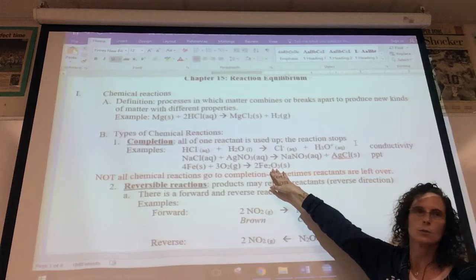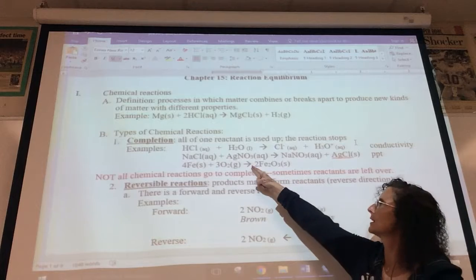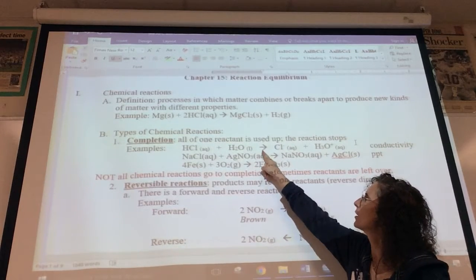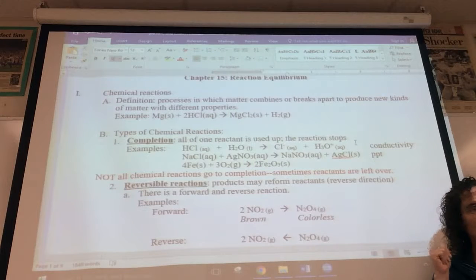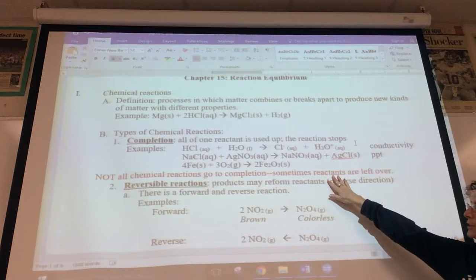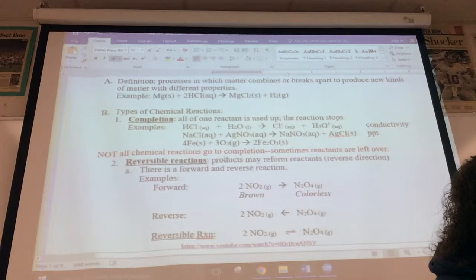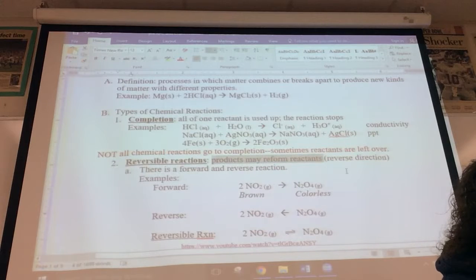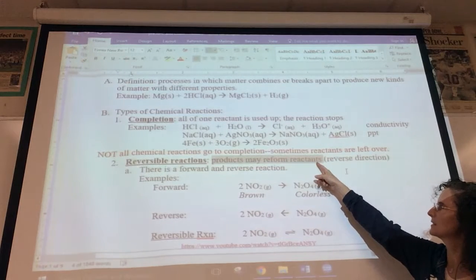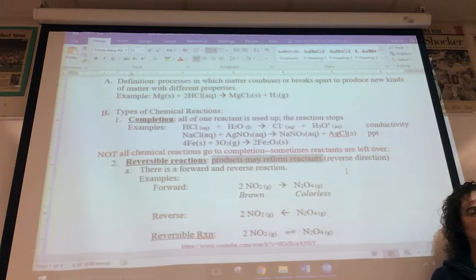When you generate rust, which is iron(III) oxide, by reacting iron with oxygen gas, again, you'll see each balanced equation here shows a single arrowhead in the forward direction, signifying the reaction's only going in the forward direction and it goes to completion. But not all chemical reactions do go to completion. Sometimes reactants are left over, and sometimes products can react with one another to reform the reactants that initially formed them. And instead of writing multiple equations now, we do something that allows us to write a reversible equation.